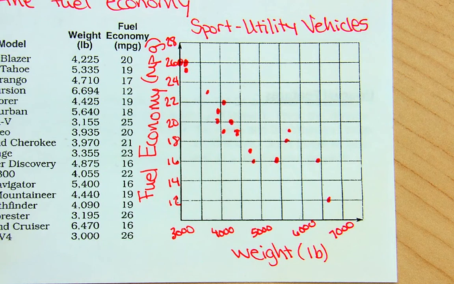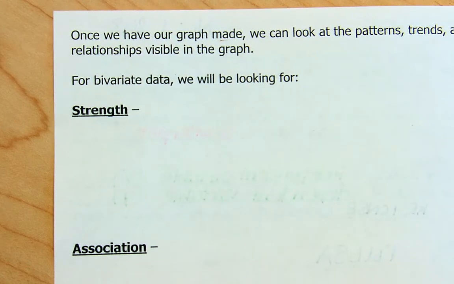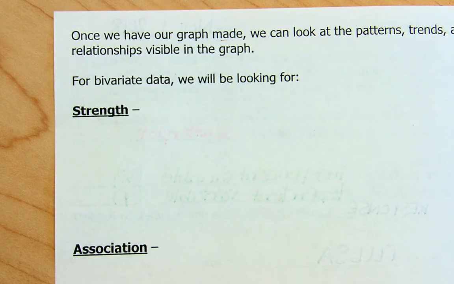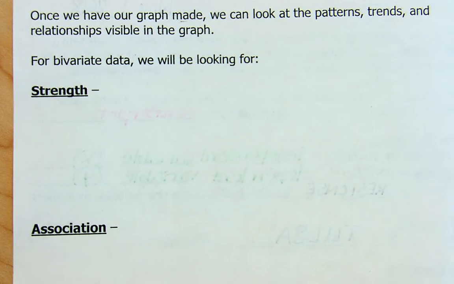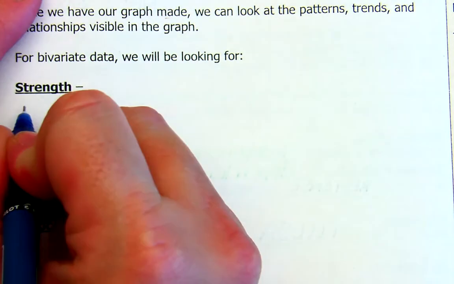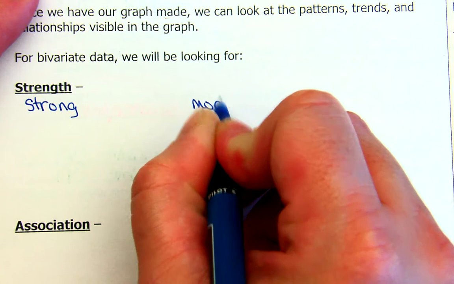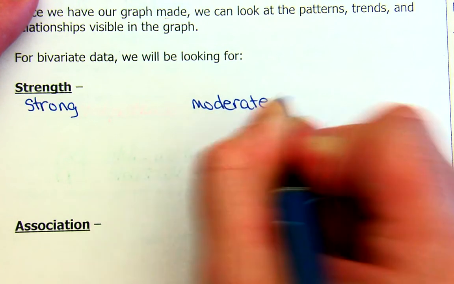Okay, so when you are describing this, there are specific things that we usually include, and those are listed on the inside. So, first thing we talk about is the strength. Whenever we describe the strength, we're going to have three different words that we will use. It's either going to be strong, moderate, or weak.